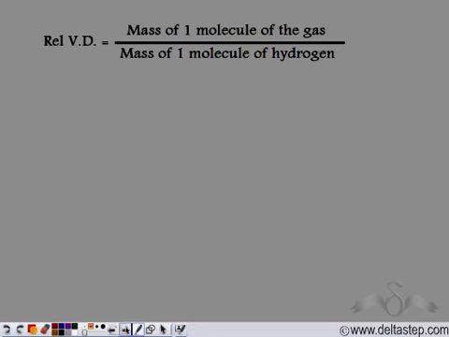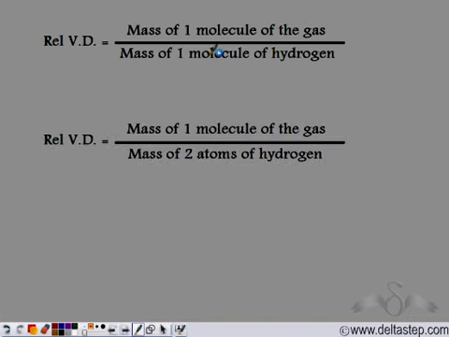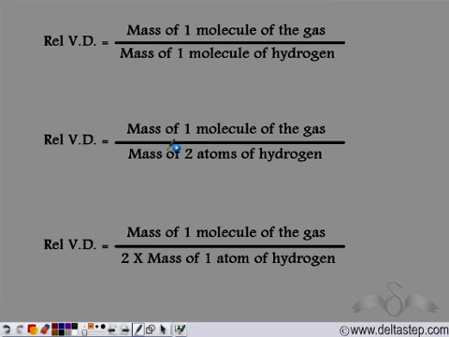We know a hydrogen molecule is made of two atoms, that is H2. So we get the relative vapor density equal to the mass of one molecule of the gas divided by the mass of two atoms of hydrogen. Each molecule of hydrogen is made of two atoms, so we divide by the mass of two atoms of hydrogen. Now we can also write this as the mass of one molecule of the particular gas divided by 2 times the mass of one atom of hydrogen.